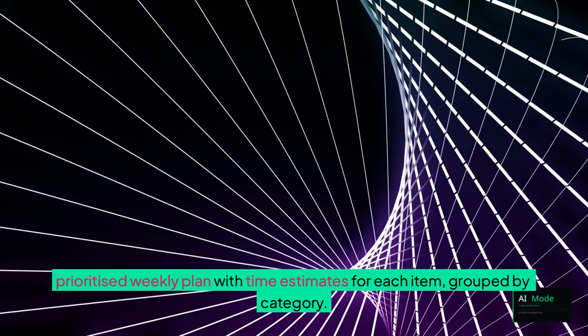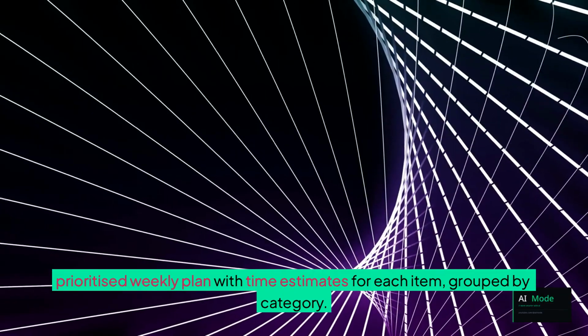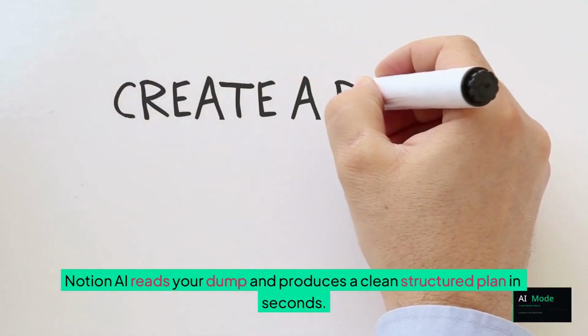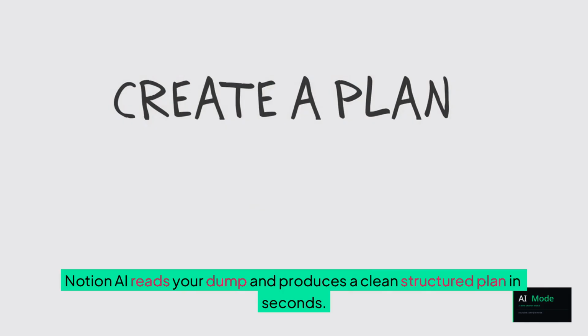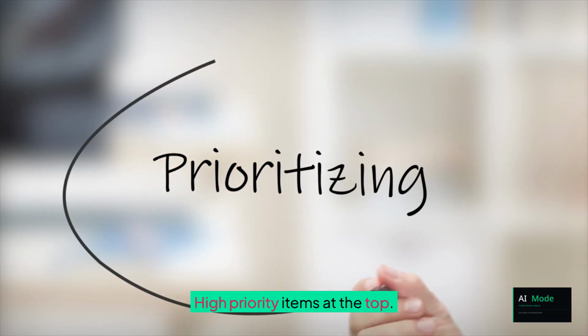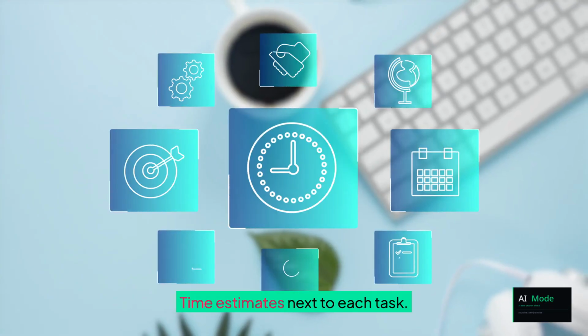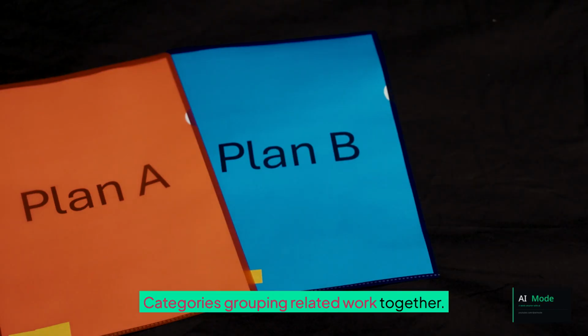"Organize this into a prioritized weekly plan with time estimates for each item grouped by category." Notion AI reads your dump and produces a clean, structured plan in seconds. High priority items at the top. Time estimates next to each task. Categories grouping related work together.